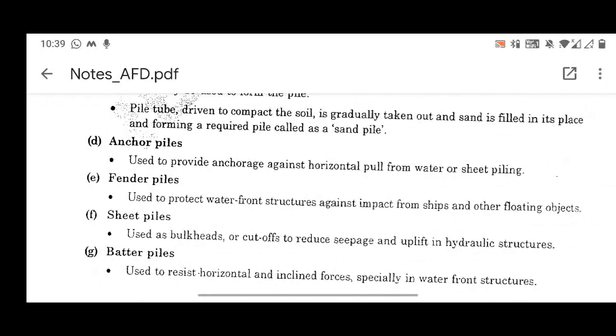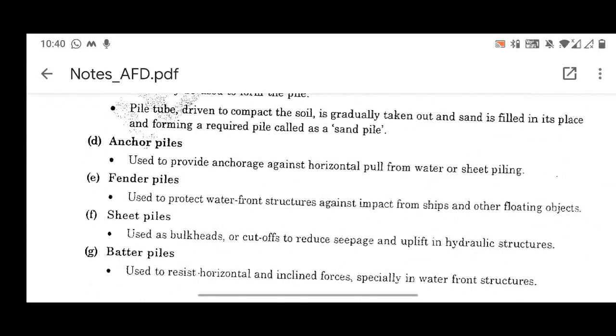Now, sheet piles are also classified under the category of piles, and these are basically used as bulkheads or cutoffs to reduce seepage and uplift in hydraulic structures. Right. So I hope you all are familiar with the sheet piles. Sheet piles are basically used to separate the two media. When I'm saying separate the two media, one medium can be water and another medium can be soil.